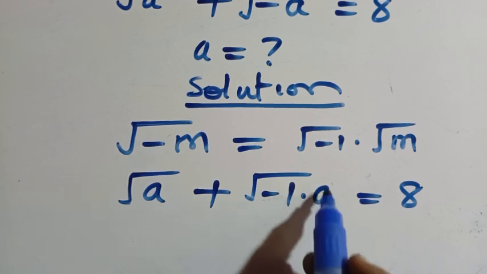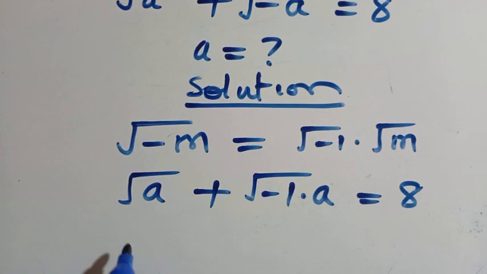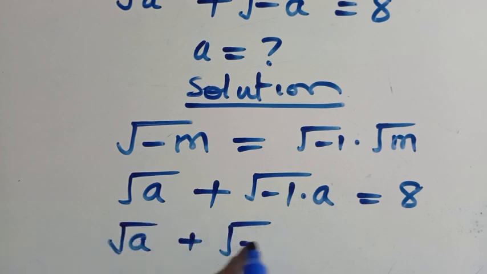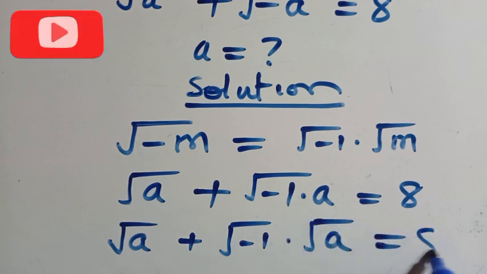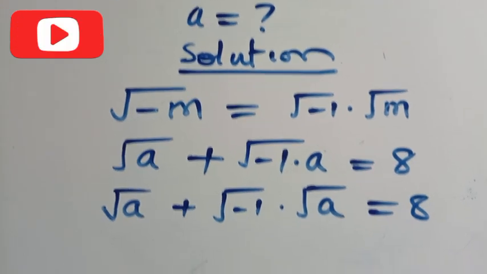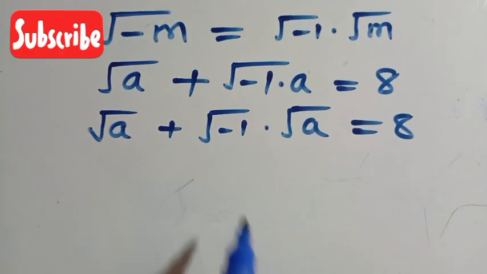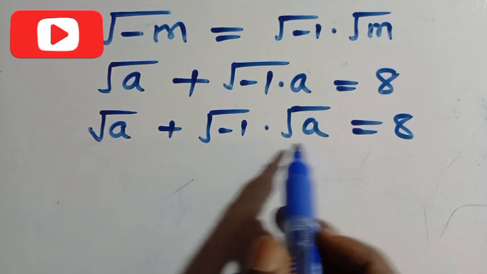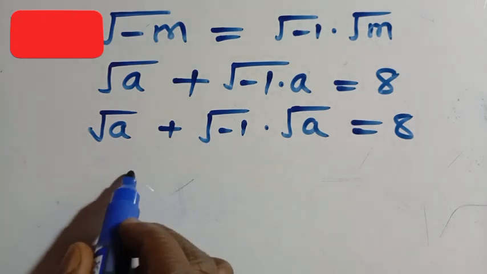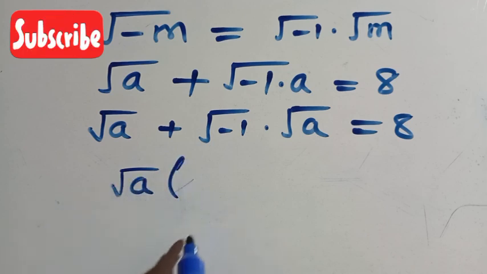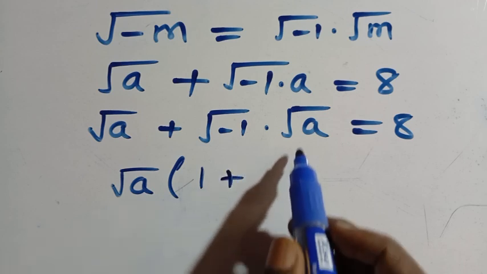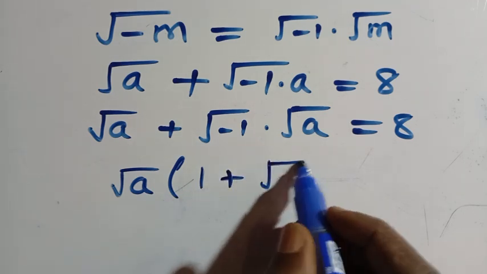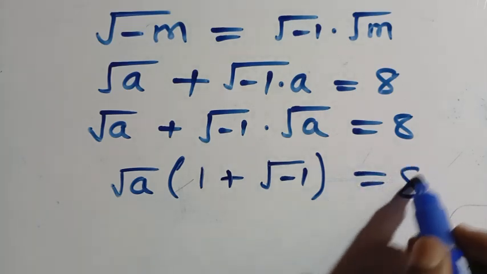So we have this rule and we are going to apply it so that we have square root of a plus square root of minus 1 multiplied by square root of a equals 8. And after having this, here we consider this square root which is common. So by factoring it out, we have square root of a into bracket of, when we divide this one by square root of a, we have 1 plus, and when we divide this one by square root of a, we have square root of minus 1. So everything equals 8.